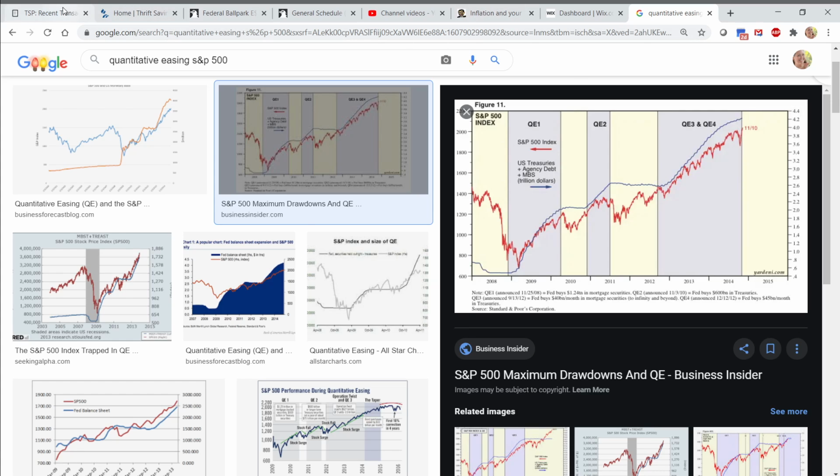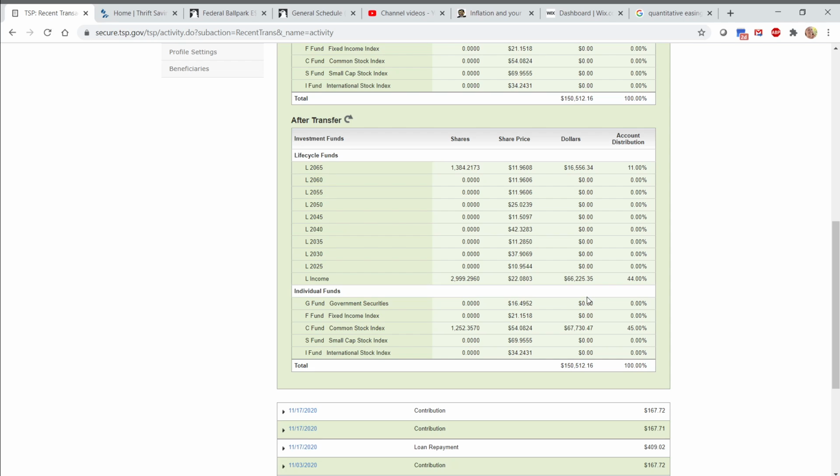Understand that I didn't put 100% of my funds in the C fund. I basically put about half, so the rest of my funds are still safe in case we do have a huge market correction, which I believe will happen. Historically, market crashes have happened around every 10 years. So that's an update on my TSP. As of September of this year, I had 142,000, and now I have 150,000. So it went up about 8,000.